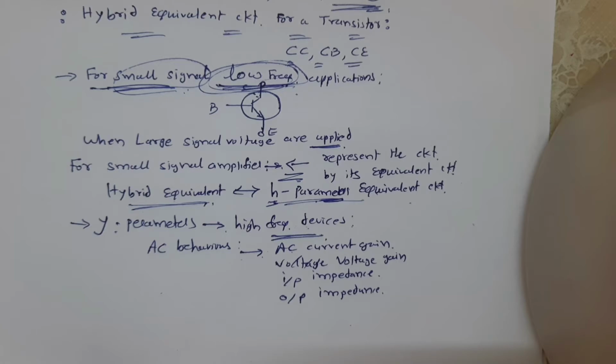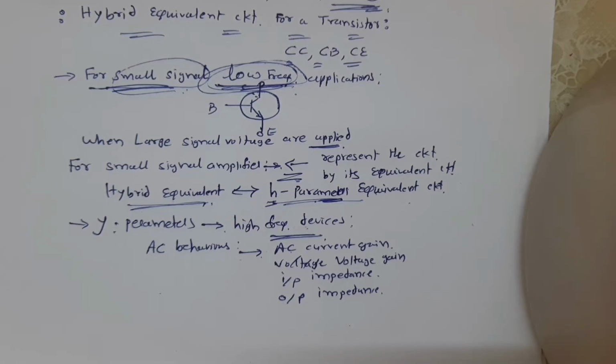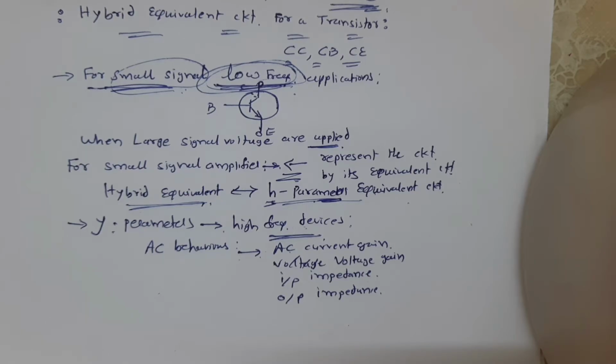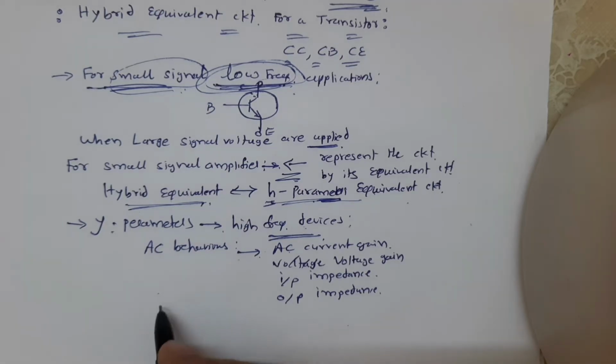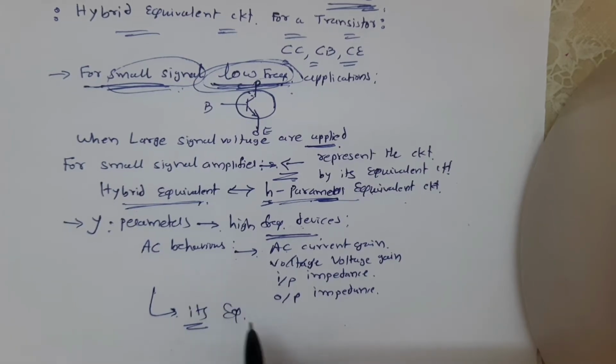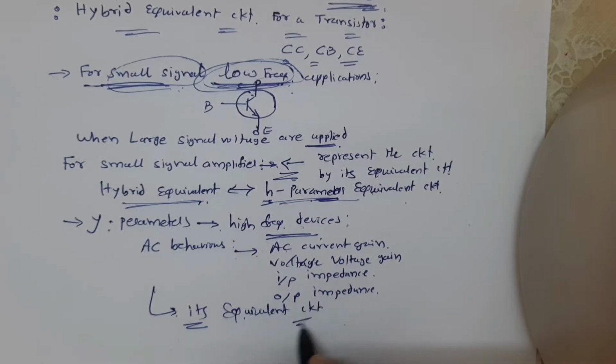For this purpose, the given amplifier circuit is to be converted into its equivalent circuit from the AC point of view. So for this purpose, we have to convert this circuit into its equivalent circuit.